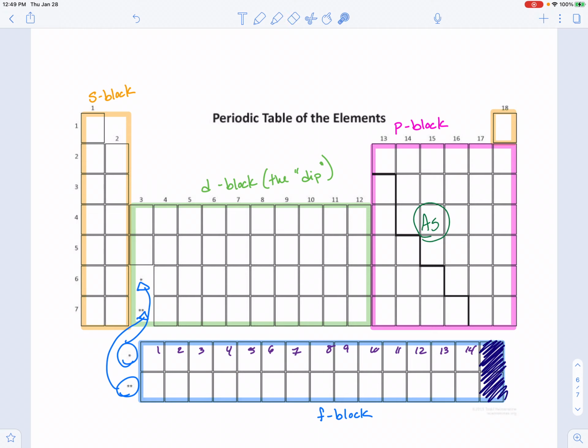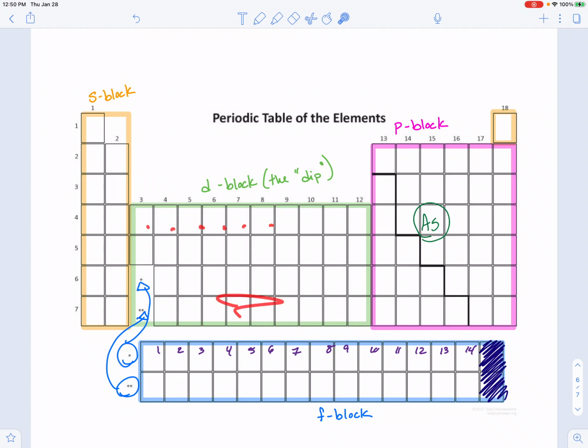So your S block is always these first two columns right here, and that includes helium as well over to the right. Your P block are these 6 columns to the right. Your D block is this dip in the middle. And your F block is that set of elements down at the bottom. Now, this particular periodic table is a little bit different than the one that I share. The one that I use only has 14 columns that go across, so I scribbled out that last one. I think that would be helpful if you did the same.